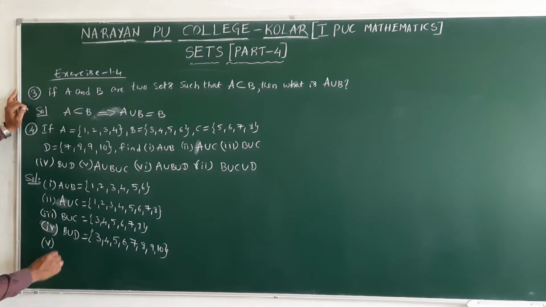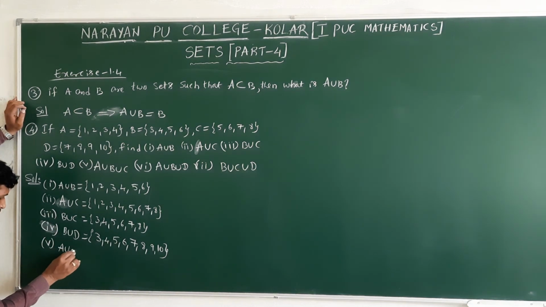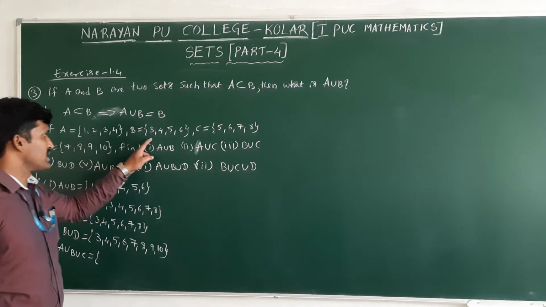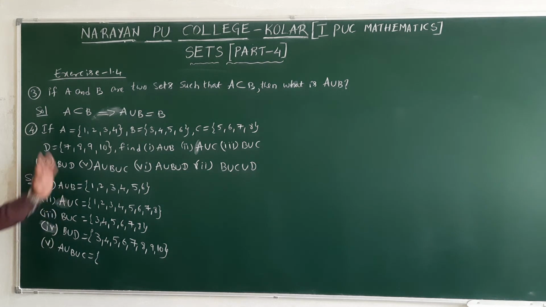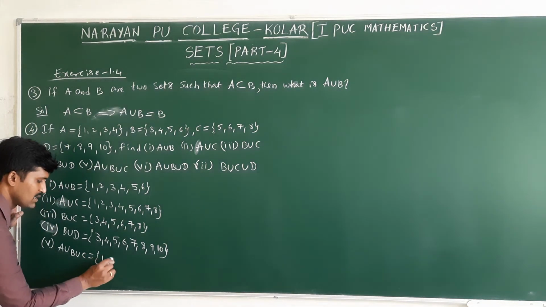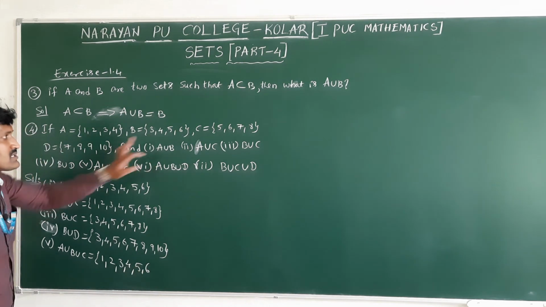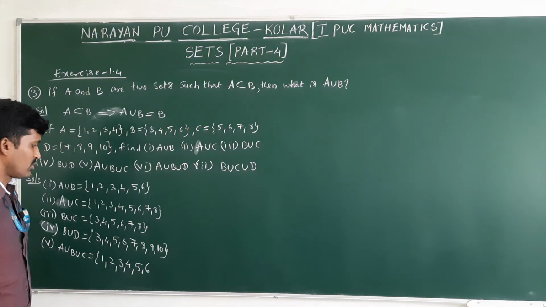Fifth one, we need to find A union B union C. Now we need to combine A set, B set and C set. Write down all the elements, repeated take only once. 1, 2, 3, 4, 5, 6. Again 5, 6, don't write one more time. 7, 8.